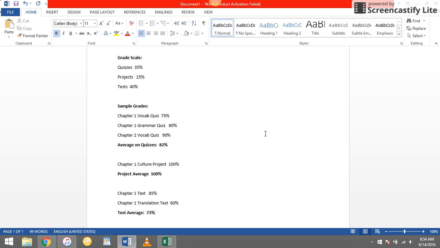For example, if you took the Chapter 1 vocab quiz and got a 75, the Chapter 1 grammar quiz an 80, and a Chapter 2 vocab quiz a 90, your average on quizzes would be an 82%. All I did was add these three numbers and divide them by 3 to get this average.